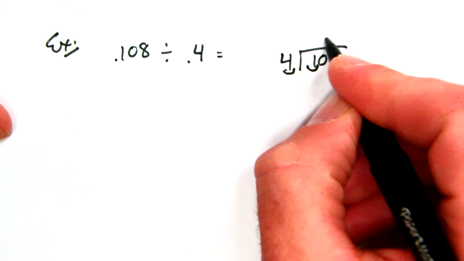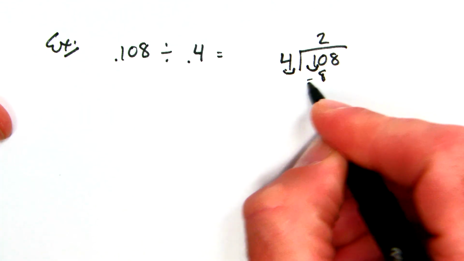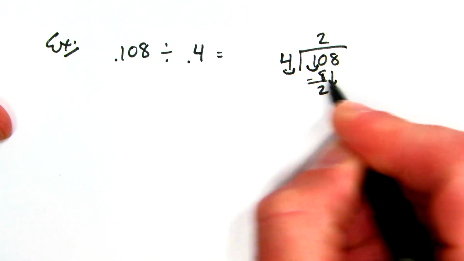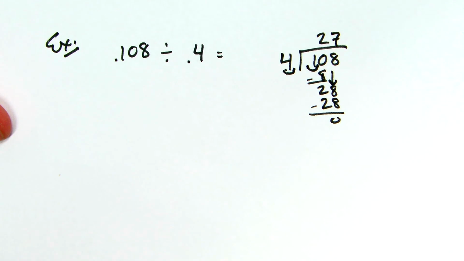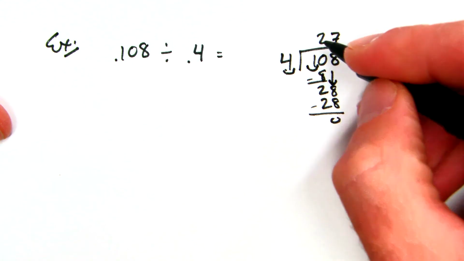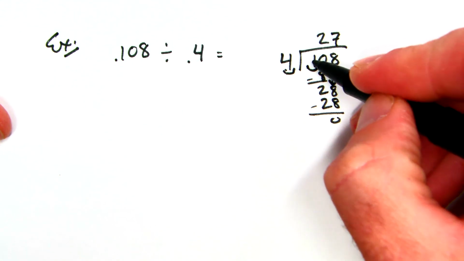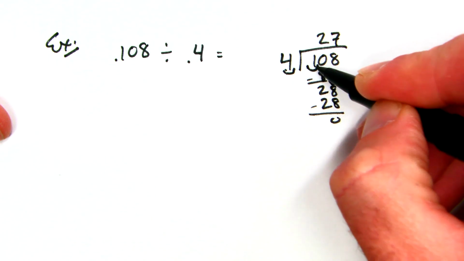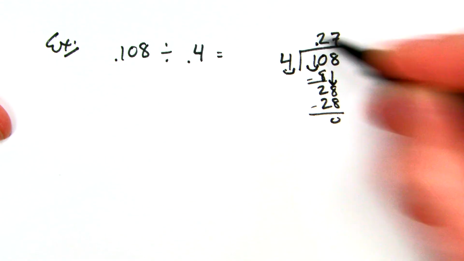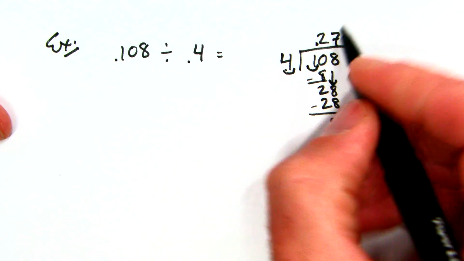4 won't go into 1, but it goes into 10 twice. Difference of 2. 28, 7 times. Difference of 0. Now, remember last time we had to remember that it did not go into this first digit because our decimal point was over here. But now since our decimal point is moved, it goes straight up. We don't have to worry about it.